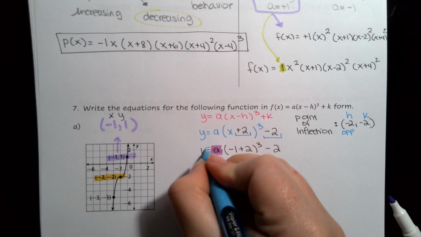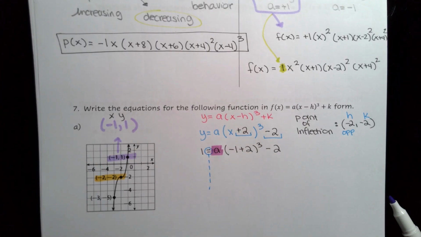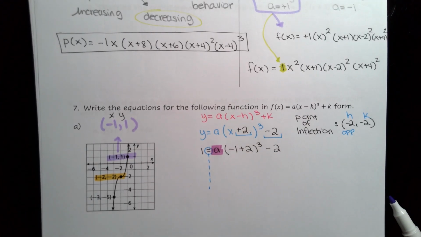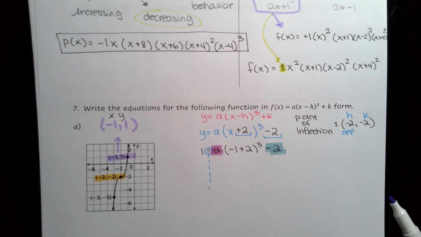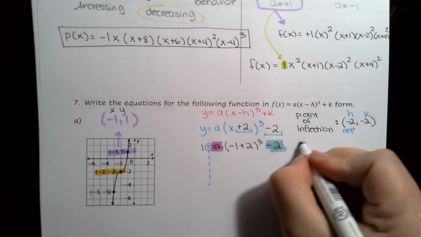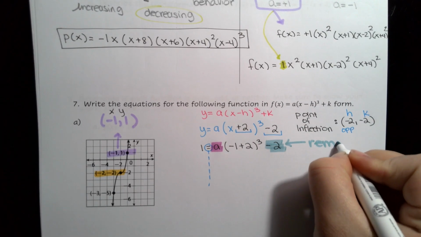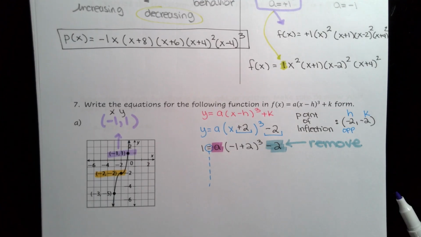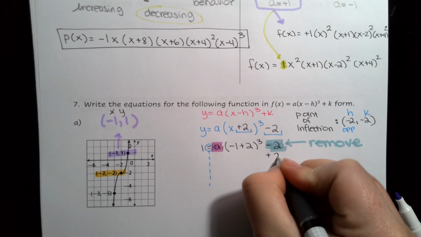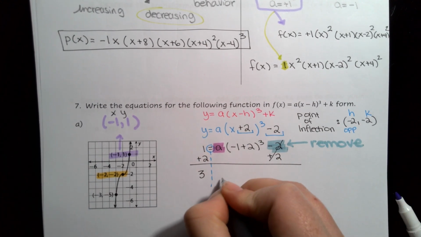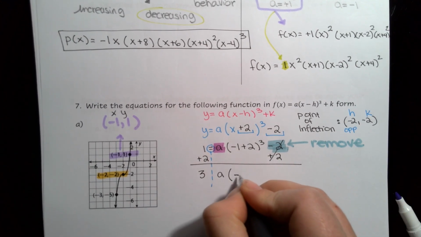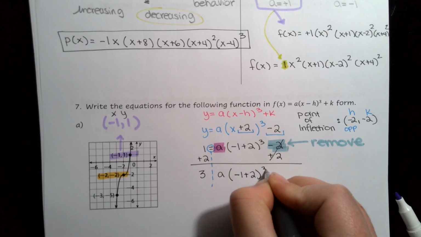On previous exams, I did see some issues here with order of operations, so be careful. The first thing you're going to do is remove your K value. Start here by removing this first. That way you're less likely to make a mistake on the following steps. I'm going to add 2 to both sides, which means I have 3a open negative 1 plus 2 cubed.